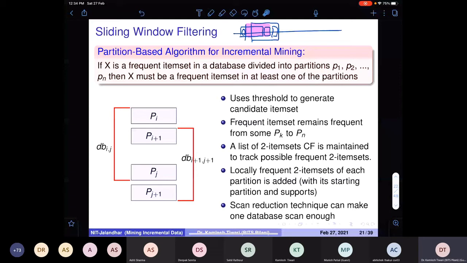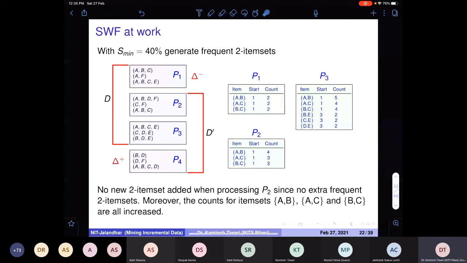So how do we deal with this kind of thing? This sliding window filtering puts forward a very interesting and very simple idea. For every portion, you apply the complete algorithm and find out what the one item sets are, what the two item sets are, what the three item sets are.